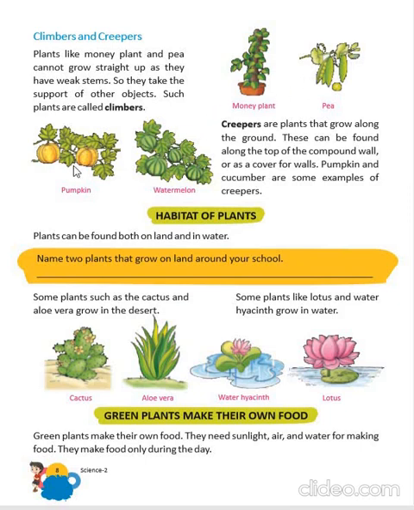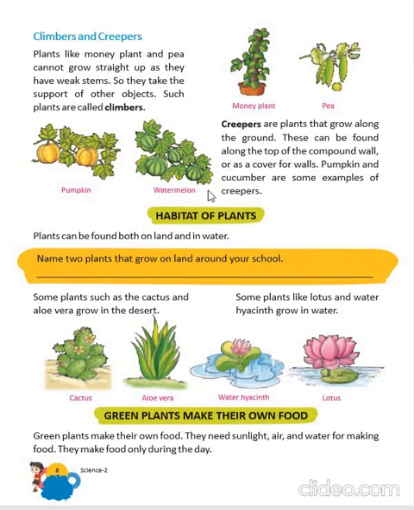Now creepers, these are creepers. Creepers are the plants that grow along the ground. These can be found along the top of the compound wall or as a cover for walls. Pumpkin and cucumber are some examples of creepers.